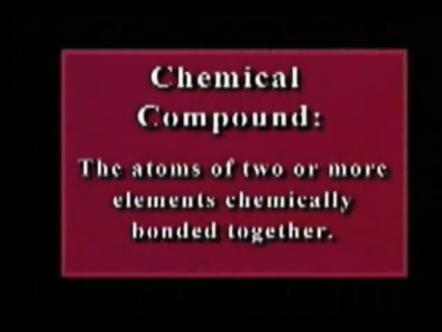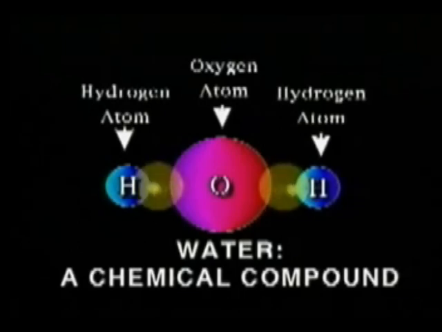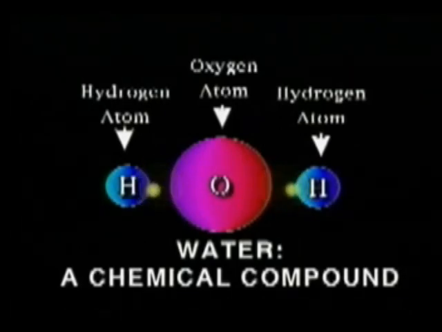Different elements possess different numbers of subatomic particles, and as a result, each element has different properties. When the atoms of two or more elements are chemically bonded together, chemical compounds are formed. For example, one atom of oxygen chemically bonded to two atoms of hydrogen is the chemical compound called water.